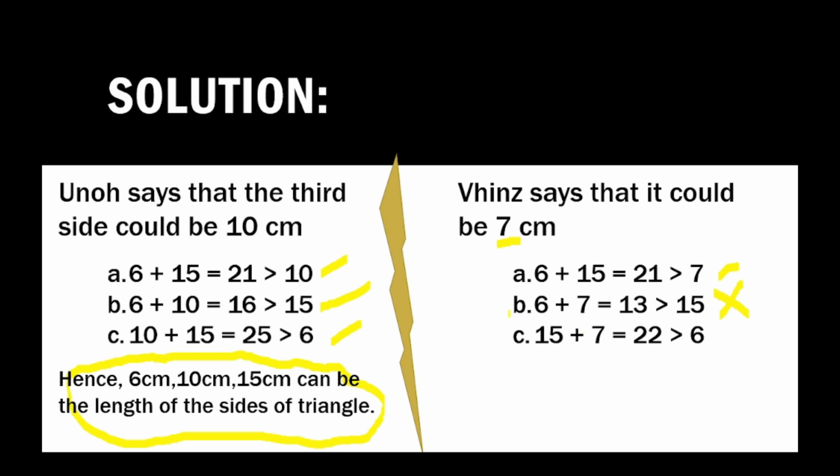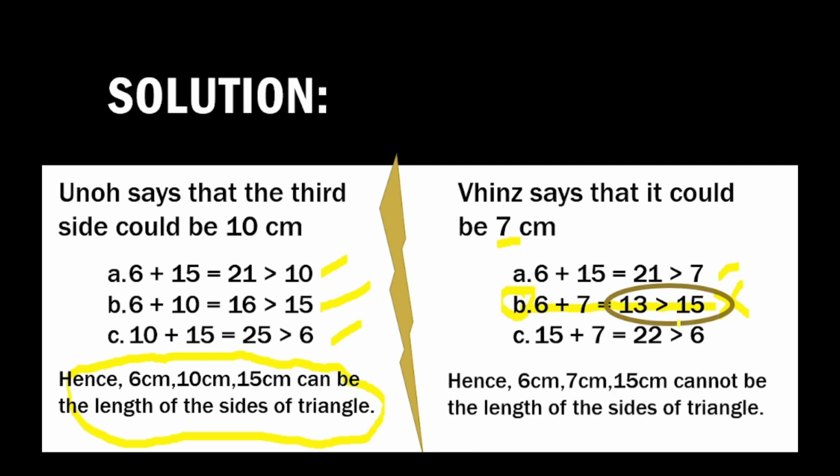Dun pa lang sa solution natin sa letter B, hindi na siya nagsasatisfy dun sa ating theorem, no? Bakit? Kasi nga, dapat daw yung dalawang length ng side ng triangle ay mas mataas sa natitirang side. Eh, kapag ina-add natin yung 6 at 7, ang sagot ay 13, hindi siya mas mataas dun sa natitirang side na 15. So, therefore, hence 6 cm, 7 cm, and 15 cm cannot be the lengths of the sides of a triangle. Hindi siya pwede. So, alin ang tumama? Si Vince o si Uno?